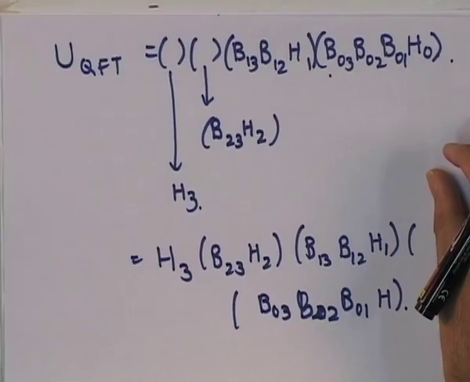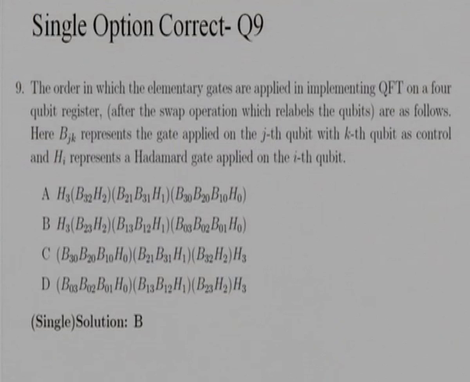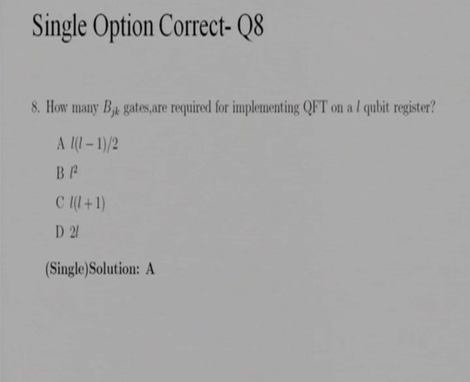So the correct answer is option B. Now going back to question 8, it asks, how many BJK gates are required for implementing a QFT on an L qubit register?